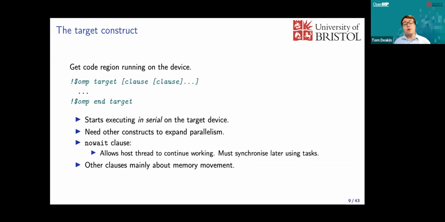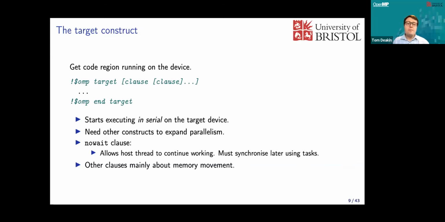We need other constructs to be able to define and expand the parallelism that we're going to exploit within that target region. So we're going to need to launch some parallel things within the target region, and we'll come on to that in due course. So that's important. We stop executing on the host and we start executing on the device, and it's serial execution on the device.